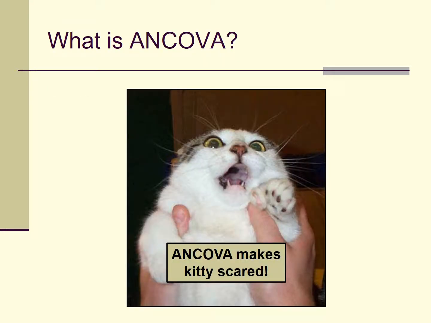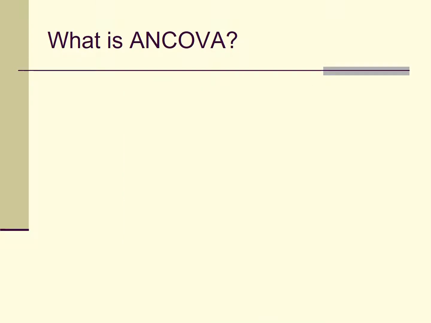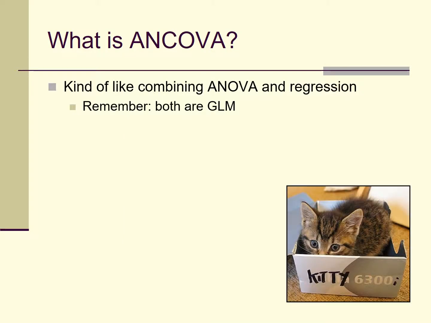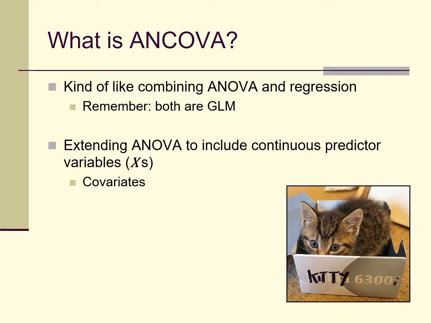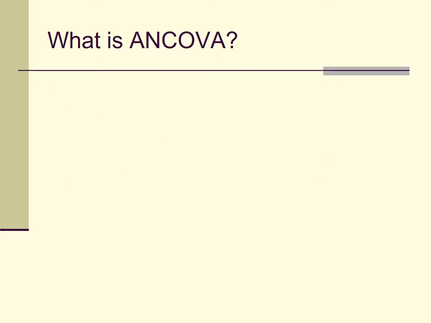Well, what is ANCOVA? ANCOVA is kind of like combining ANOVA and regression, which may sound a little bit silly because I've said repeatedly that ANOVA is just a special case of regression. But what I'm trying to suggest here is that we're extending the idea of ANOVA, which is normally just an analysis using categorical predictor variables, to include one or more continuous predictor variables, these being the things that we call covariates. And covariates we handle in ANCOVA in a kind of special way.